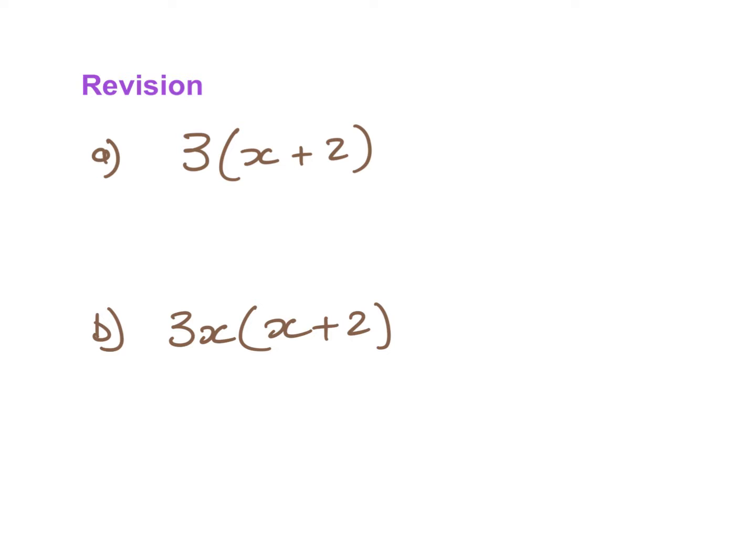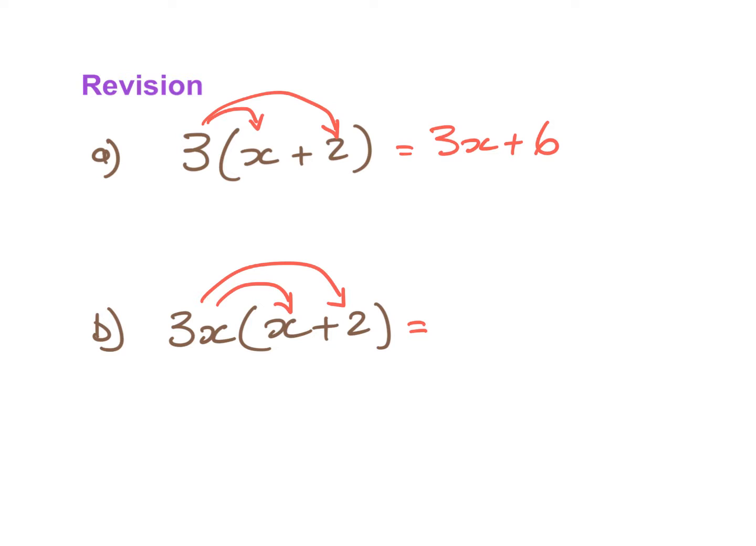Alright, how did you go? Well, what we need to do is multiply 3 by x and then multiply 3 by the positive 2. So our answer therefore is going to be 3x plus 6. How did you go on this one? It's going to be 3x multiplied by x and then 3x multiplied by 2, and that gives us 3 multiplied by x is going to be 3x squared plus 3 2's are 6x. Hope you got both of those right.